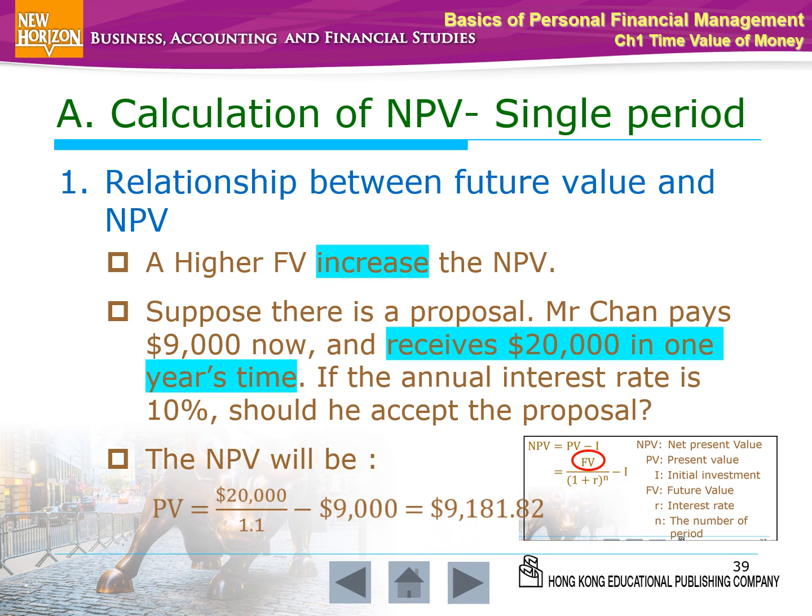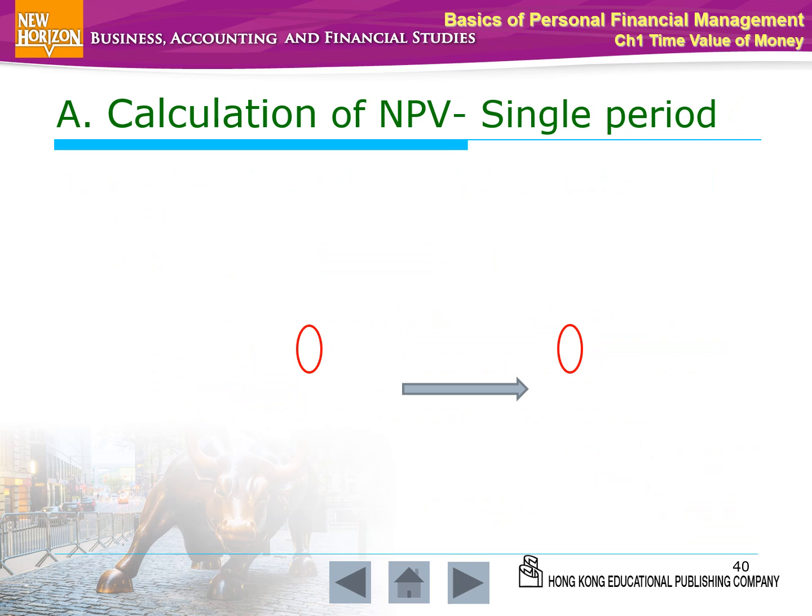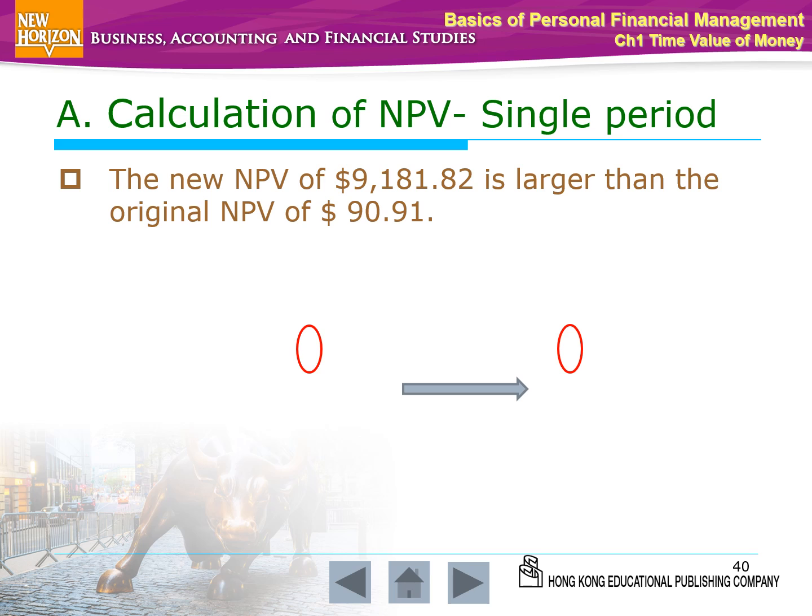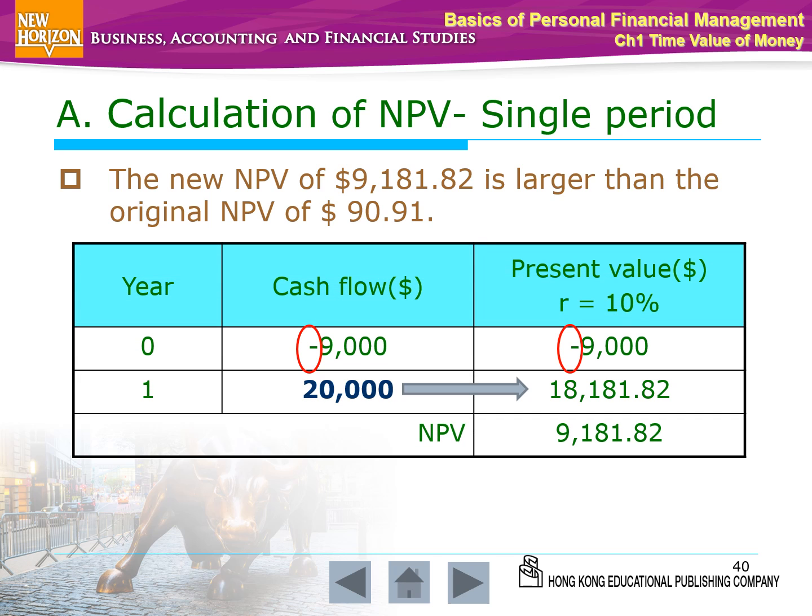So we put together these figures, and we'll find that the net present value, it should not be PV, it should be NPV, is $1,181.82, a positive figure. This net present value is larger than the original net present value of $90.91. Of course, we should accept this proposal. The higher future value will increase the net present value.